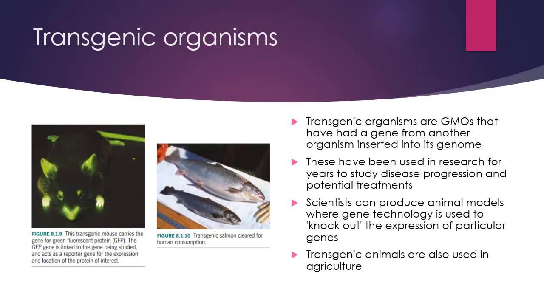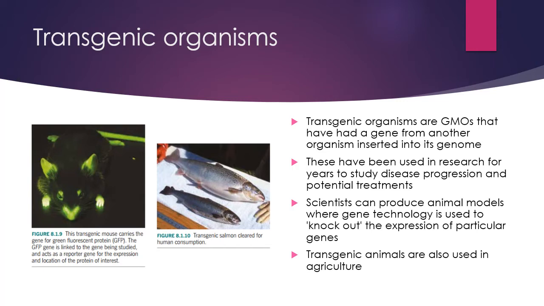So transgenic organisms, again, have a gene from another organism inserted into its genome. They've been used for many years for research, looking at diseases and potential treatments. So they will look at altering the genome of organisms. So they might insert a human gene for a particular disease into a rat so that it displays the same sort of symptoms as the human condition, and then look at how it responds to drug treatments, to look at medications and things like that.